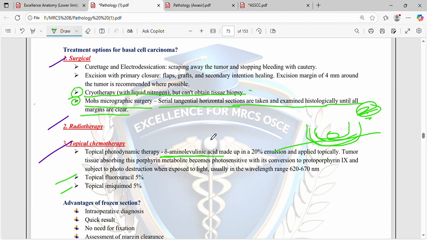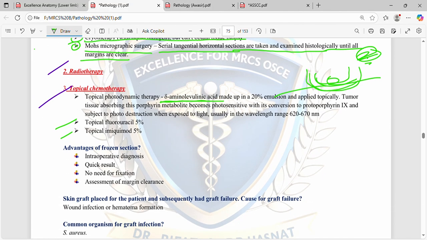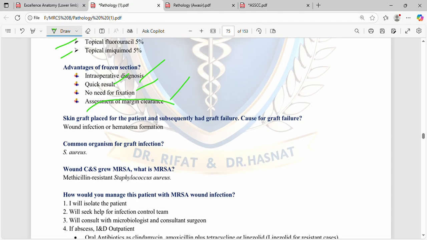Okay, so what are the advantages of frozen section? Intraoperative diagnosis and quick results, no need for fixation, assessment of margin clearance, so you get clear margins. A skin graft was placed for the patient and subsequently had graft failure. Causes of graft failure: wound infection or hematoma formation. So whenever you put a graft, there can be infection, so you will lose the graft. There can be an underlying hematoma which can dislodge the graft. The common organism for graft infection is Staph aureus.